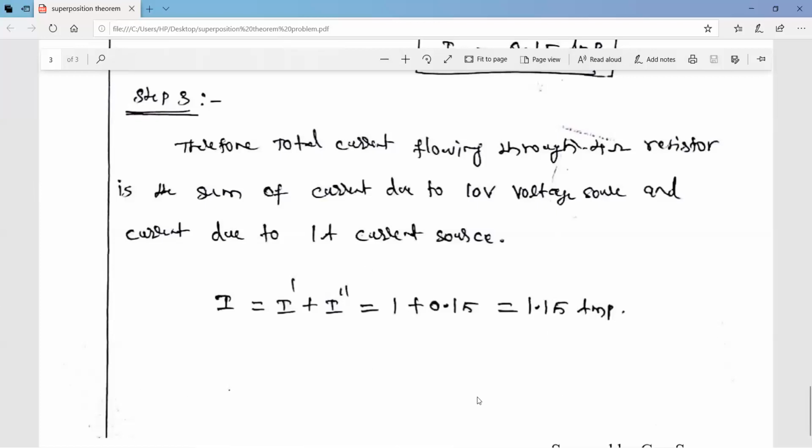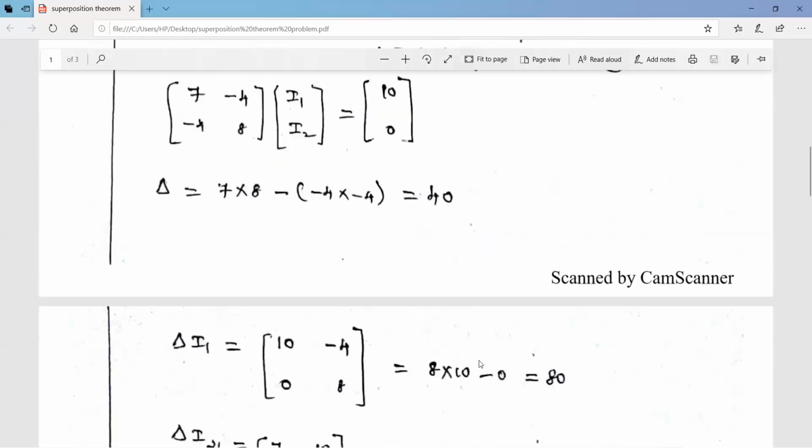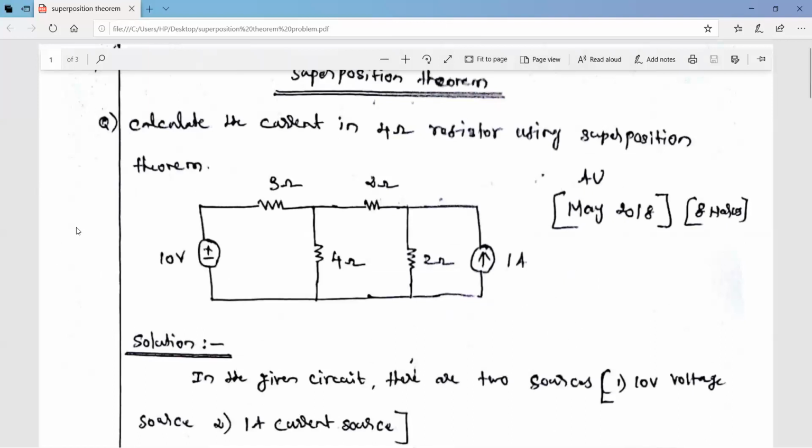Okay, so this is the current flowing through the 4 ohm resistor due to both the sources, the 10 volt battery and the 1 amp current source. So this principle is called the superposition principle. Okay, so what is the superposition principle? If the circuit has 2 or more energy sources, and we want to find the current flowing through a particular branch, that current is nothing but the addition of the current flowing through that branch due to each source alone. Okay, that is the thing. So this is the superposition theorem.